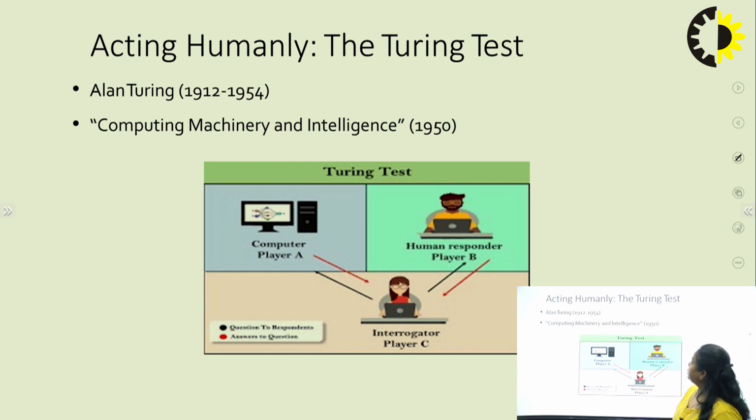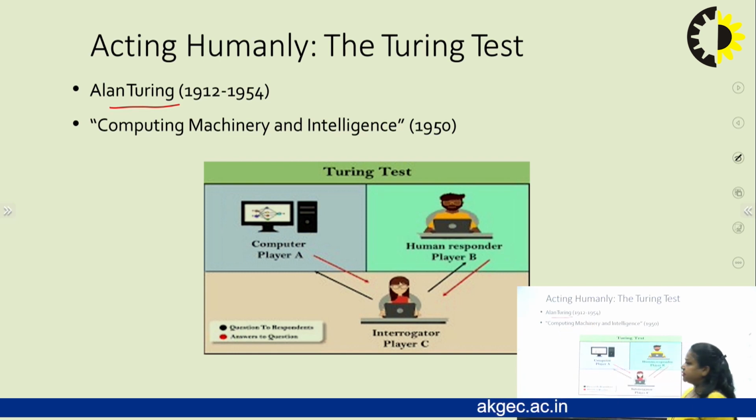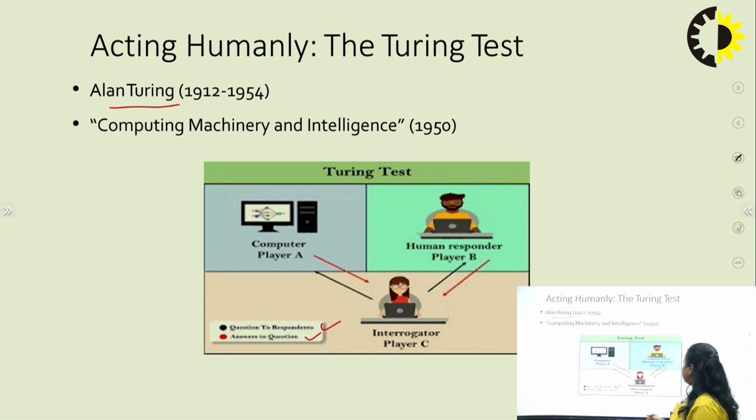If I'm talking about acting humanly, we have used the example of the Turing test. Now, if I'm talking about the Turing test, we all are aware of it, that the name of the scientist is Alan Turing. He wrote about computing machinery and intelligence in the year 1950, in which he generated the Turing test into the system. Now, in this case, we have to talk about the answers to the responder or system and so on.